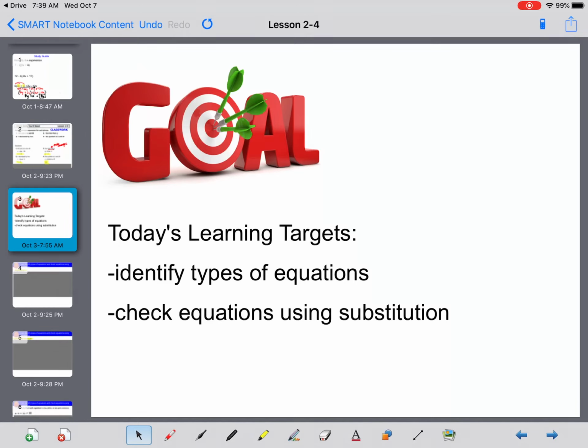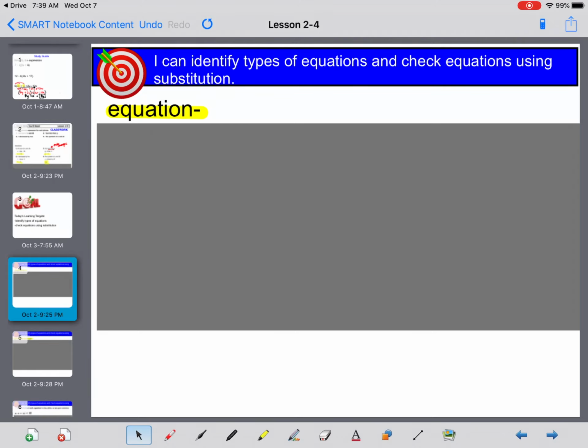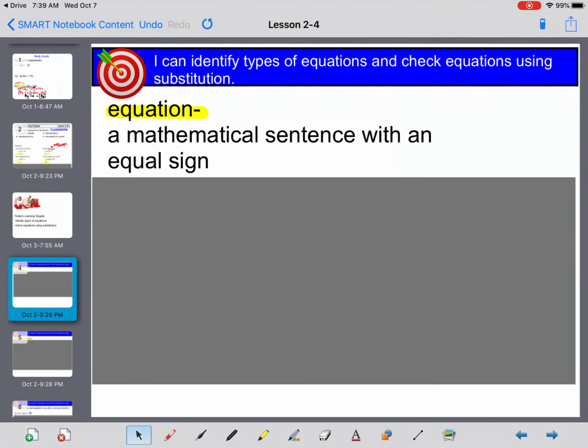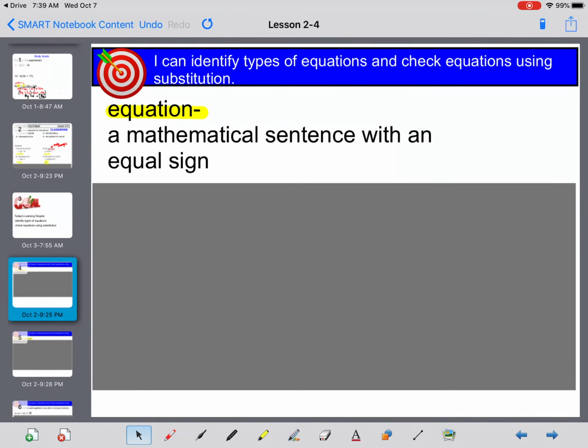Today's learning target is to identify different types of equations and then check your equation using substitution. We've got a couple vocabulary words today. The first vocabulary word is an equation. An equation is a mathematical sentence with an equal sign.